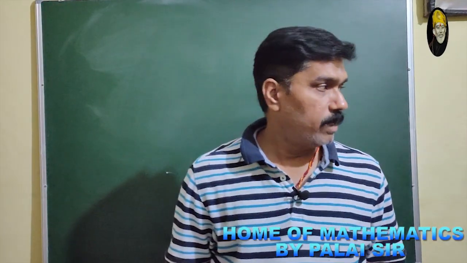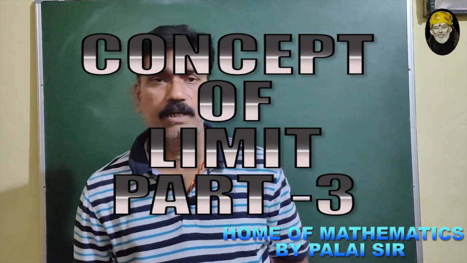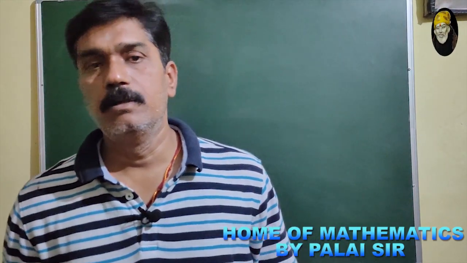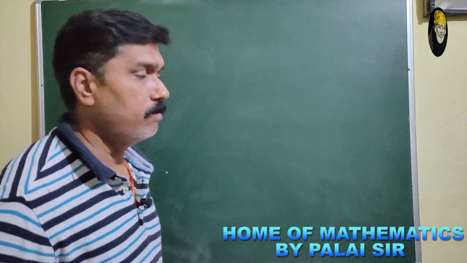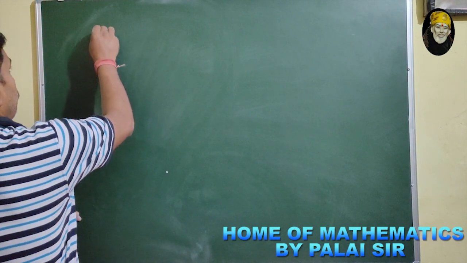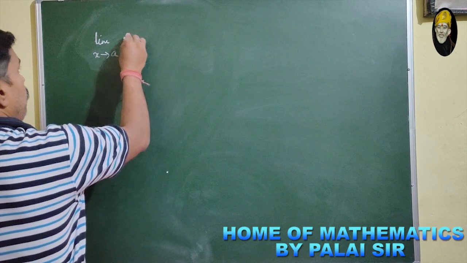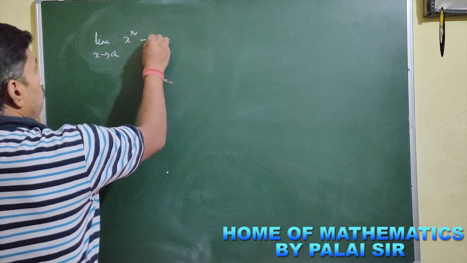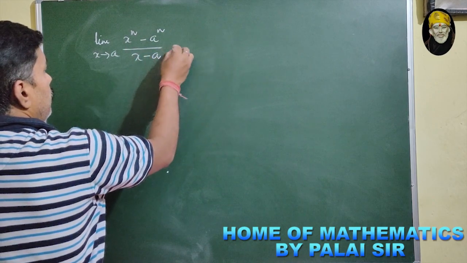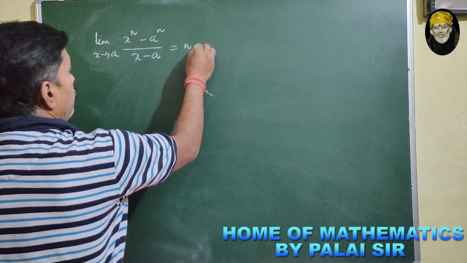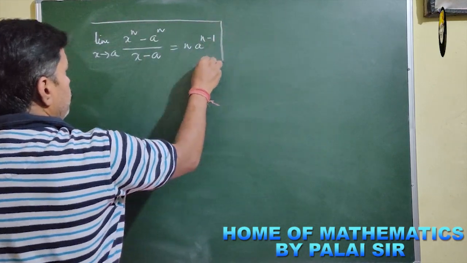Discuss the formulas of limits. So there are 6 different formulas, as I have told you in the last class. First we are taking one by one each formula and their problems. Suppose the first formula: limit x tends to a, x to the power n minus a to the power n divided by x minus a. Its value is n into a to the power n minus 1. This is the formula that you have to remember.